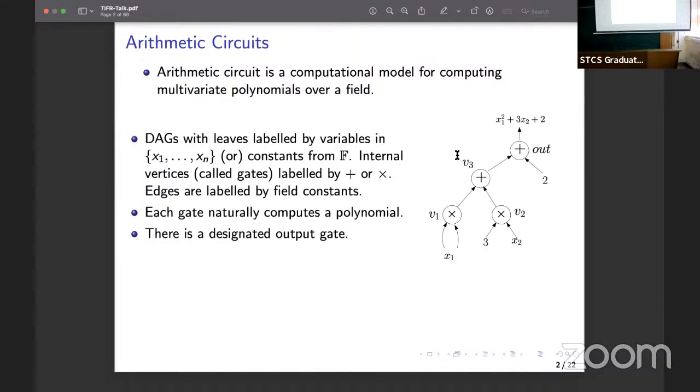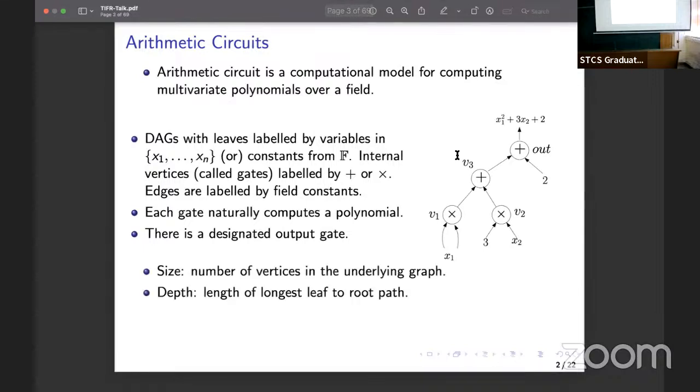And there are many gates. One of them is designated usually as the output gate. And the polynomial computed by the circuit is the one computed at the output gate. So here it computes x1 square plus 3x2 plus 2. Sometimes even edges are labeled by constants to allow for scalar multiplication. So if this edge is labeled by, let's say, alpha, then the value on this wire is alpha times whatever is computed in this gate.